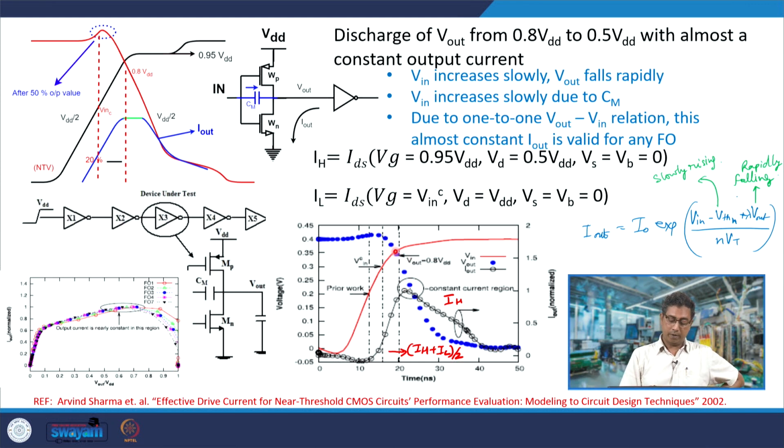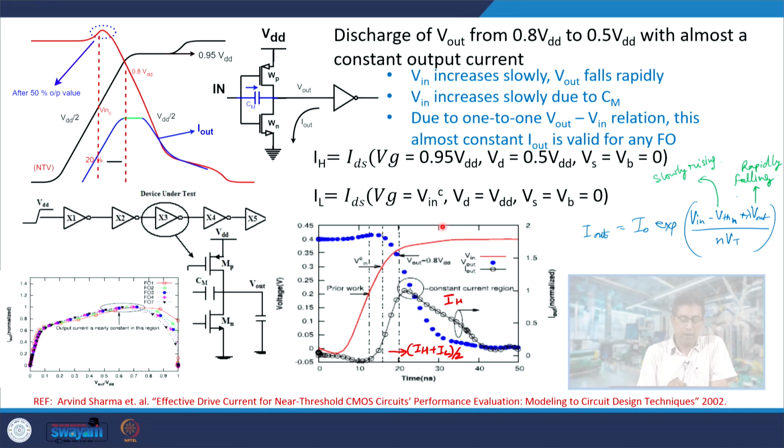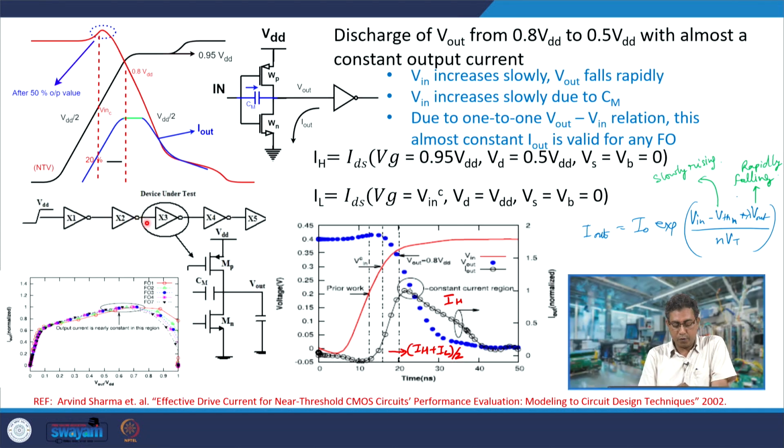So, V out is rapidly falling because the current is significant. V in is slowly rising. The reason for the slow rise of V in is that X3, the inverter under device under test, is being driven by X2. Its output is falling, and because of back coupling from this coupling capacitance, though X2 is driving the input of X3 high, this voltage is falling rapidly. So, because of the coupling capacitance Cm, what we observe is that the rise of X2 is also very slow.